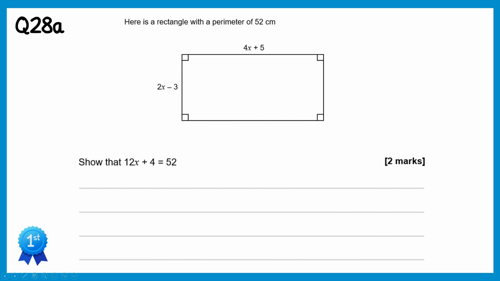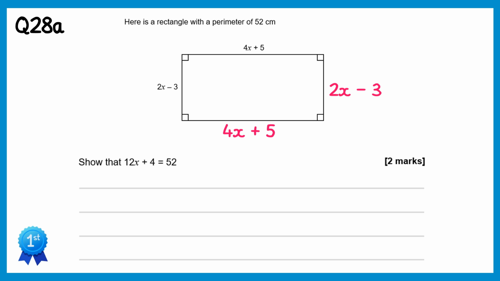In this question, we need to show that 12x plus 4 equals 52. Since this shape is a rectangle, the top is the same as the bottom. So we can write 4x plus 5 on the bottom, and the one on the right is the same as the one on the left, so 2x minus 3. We're told in the question the perimeter of the shape is 52. So if we add up all of the lengths it needs to make 52.